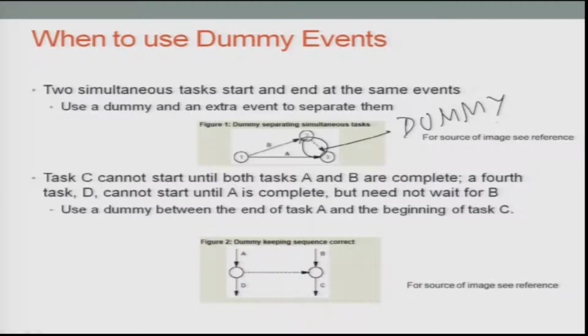Now, task C cannot start until both task A and B are complete. The fourth task D cannot start until A is complete, but need not wait for B. So, C depends on A and B, while D depends on A, but has no implications of B. If you do this, you will have the dummy concept which is shown in figure 2, in the bottom half of the slide.